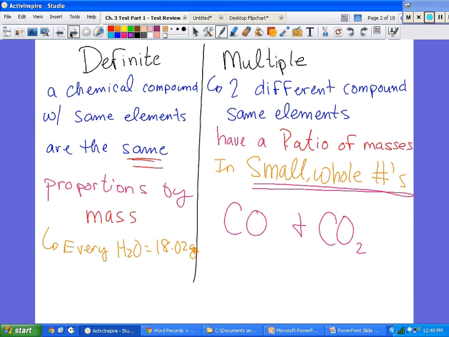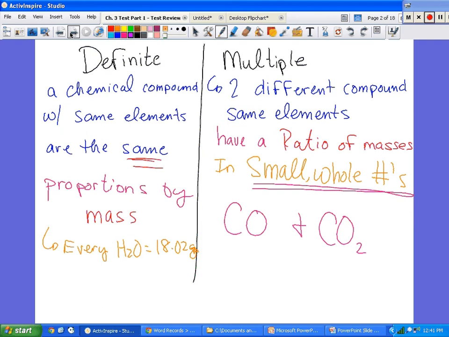Okay, the next bullet. Be able to distinguish between the law of definite proportions and multiple proportions. Okay, if you're looking at definite, this is the definition: a chemical compound with the same elements are the same proportions by mass. Okay, let me explain that. Do you agree that water is a chemical compound? If I have one water molecule or a million, will all of them be H2O? Yes.